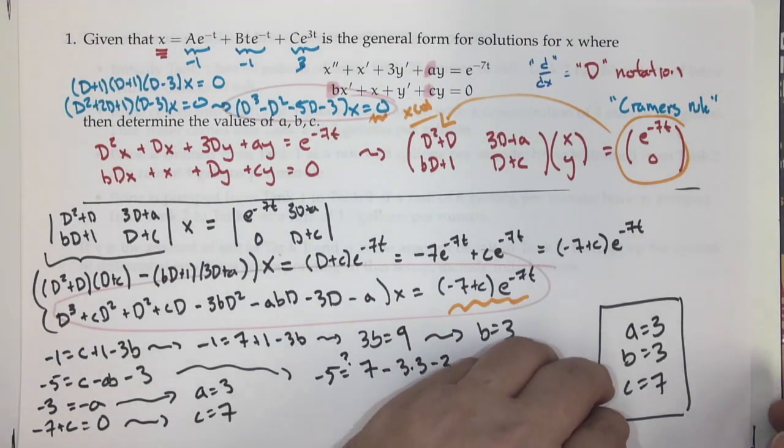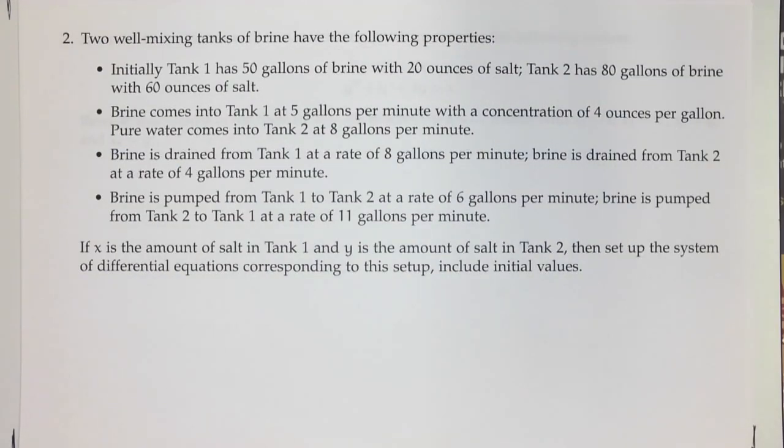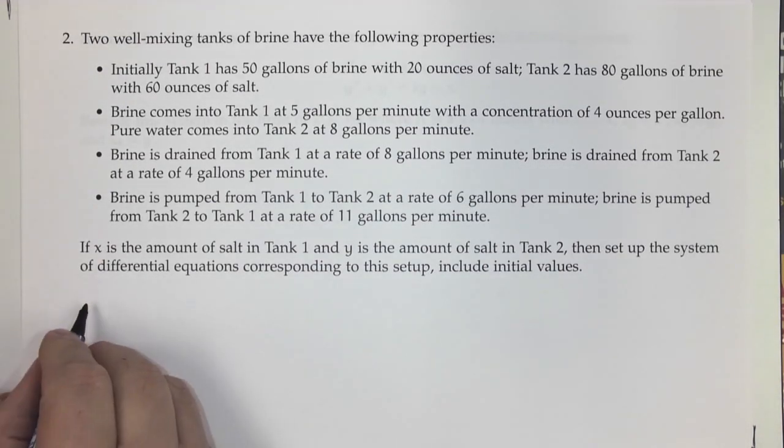All right. Let's move on. Number two. Two well-mixing tanks of brine have the following properties. Well, we have two tanks, so we should draw a picture.